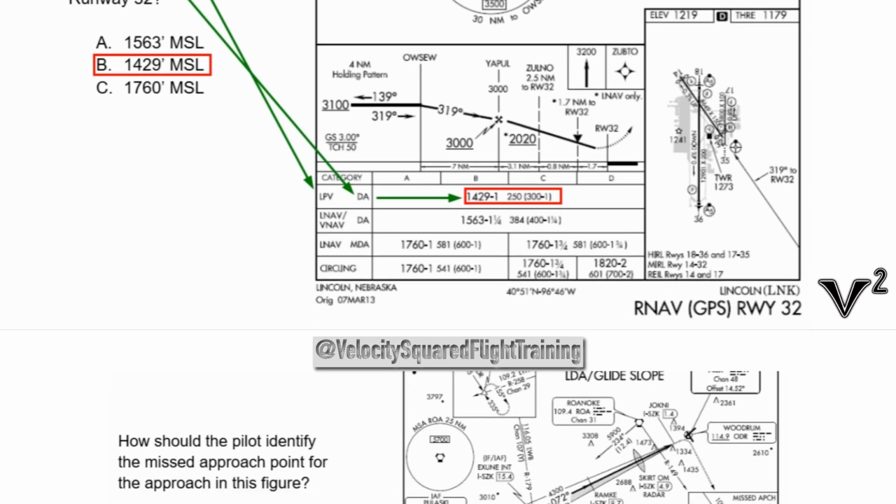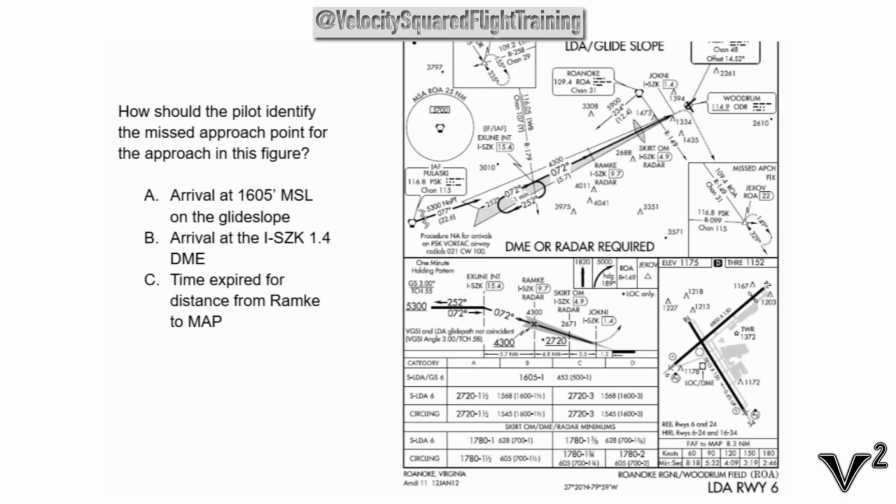Cool. All right, so here we got, I think, a little bit more challenging one, I'd say, but still doable. A little bit of a fun one here. So we got the LDA runway 6. Okay, so this is a precision approach. It's asking us how do we identify the missed approach point. Okay, remember earlier we did this with the non-precision. We said non-precision approach, let's go to the profile view. Let's follow it along to the last point. Where's the last point? ISZK 1.4 DME, right? All right, we found it.